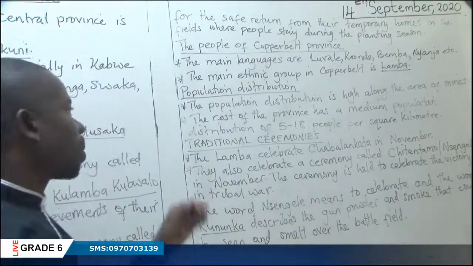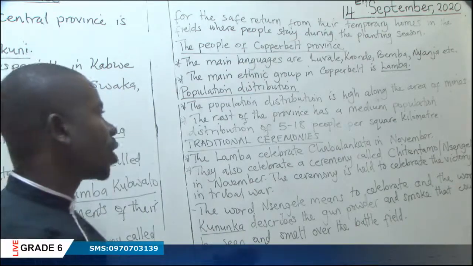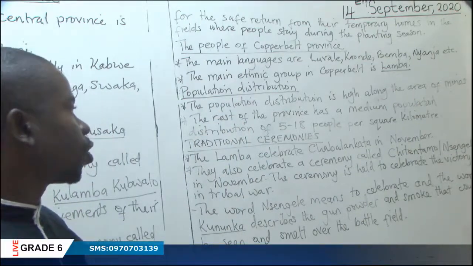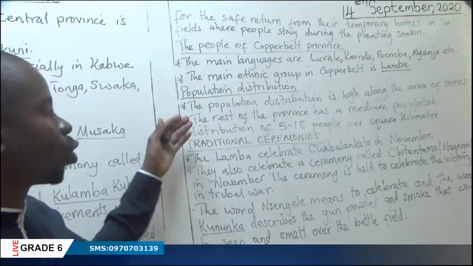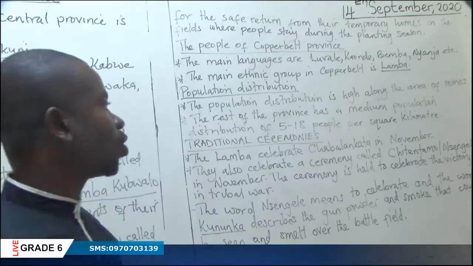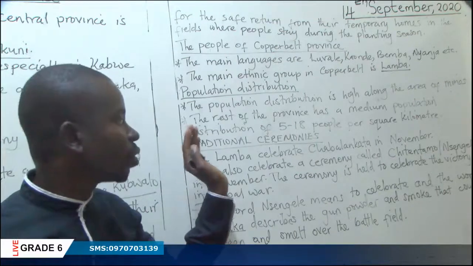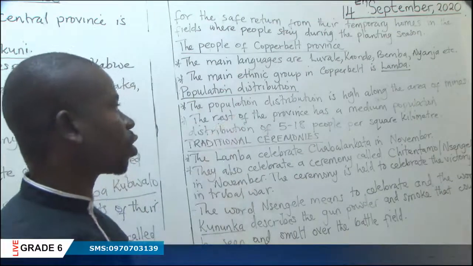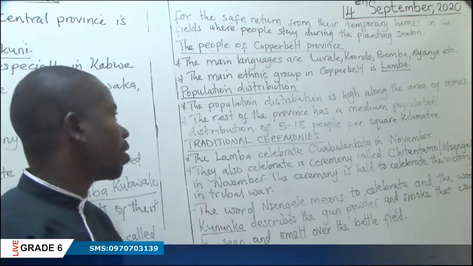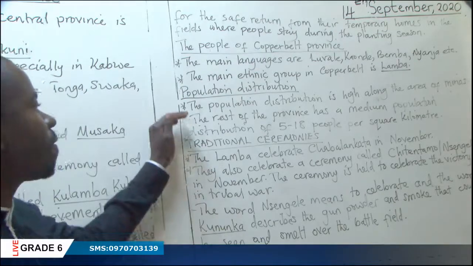Okay, so the population distribution is high along the area of mines. We know, boys and girls, that when people go for work, they have to go to the mines in order to look for work. So the area of the mines has got a high population distribution. Why? Because a lot of people go to the mines to work.